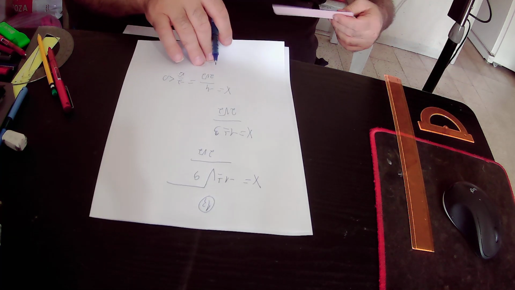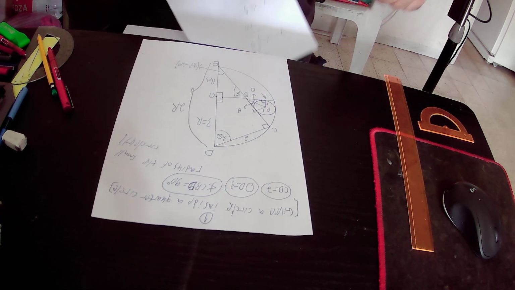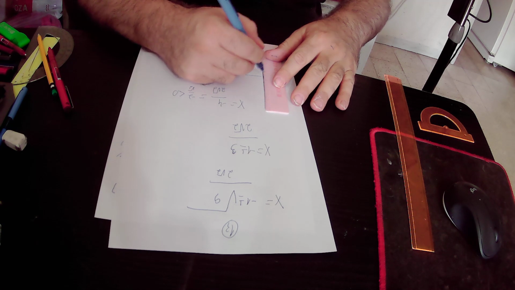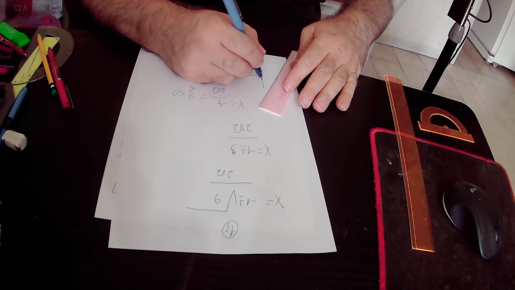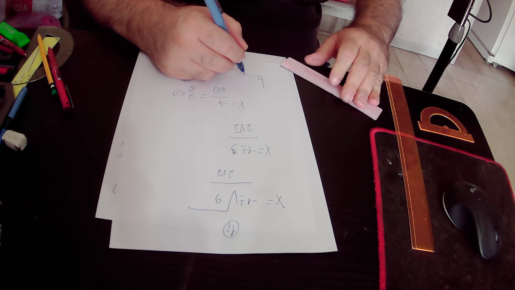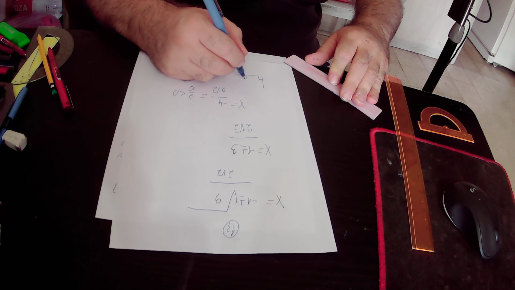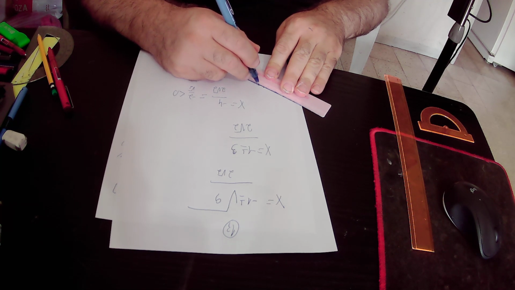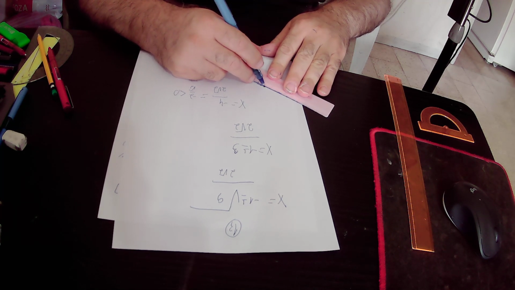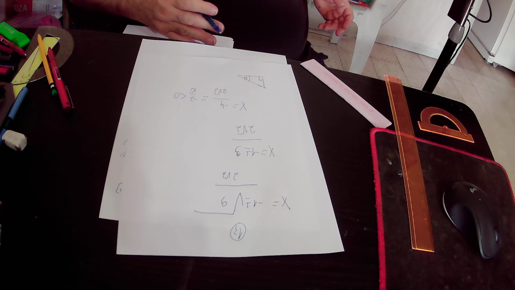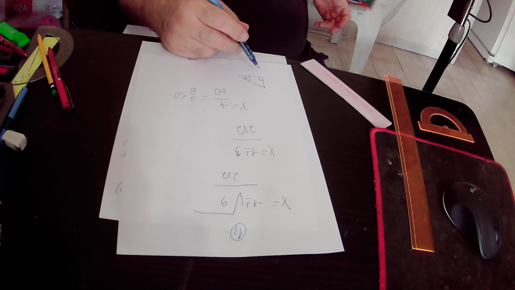in the drawing we have a right triangle. In this right triangle, this is a right angle equal to 90 degrees, and here we have theta. We know that the sum of the angles in any triangle equals 180 degrees, so the biggest angle here is 90 degrees.